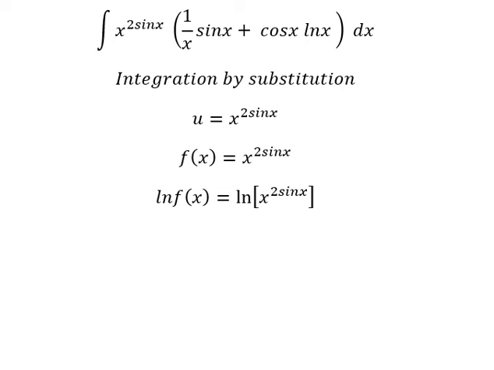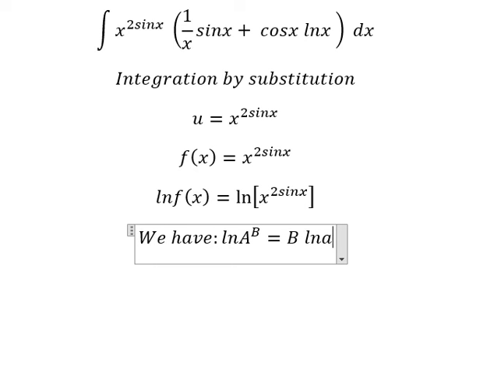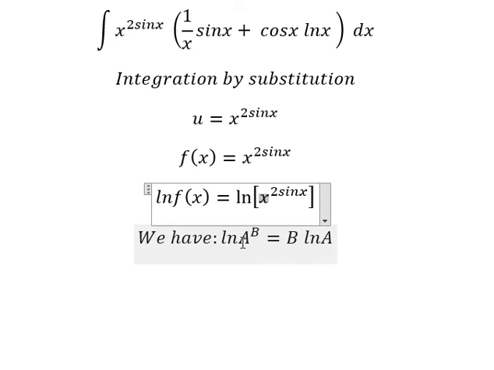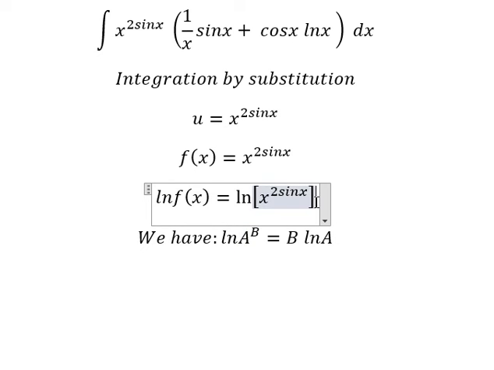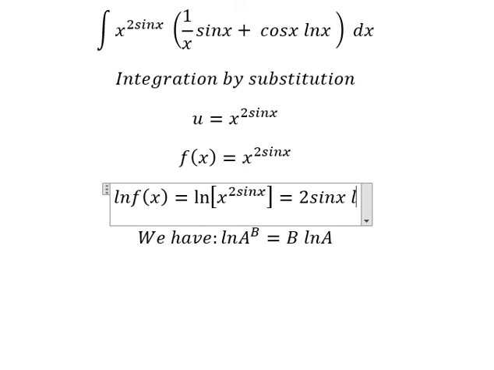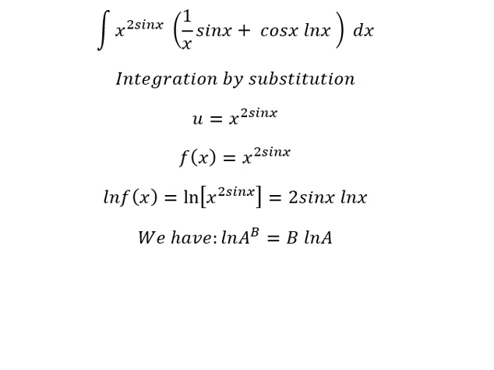Next, we have the formula in here. ln a to the power of b equals b ln a. So for this one, x is capital A, b is 2 sin x, and now we need to transform this one into this one. Next, we need to do first the derivative for both sides.